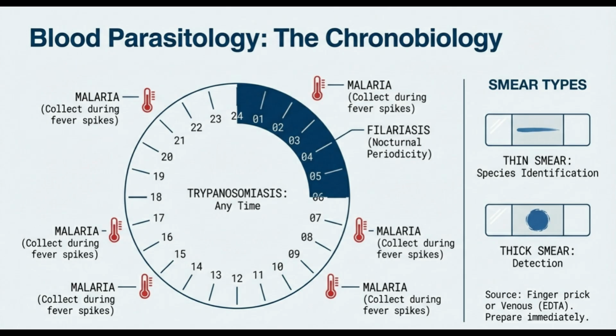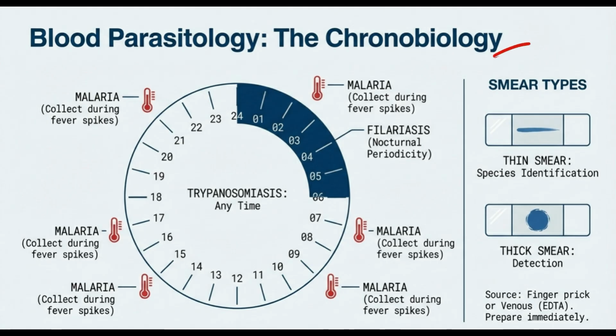to happen right then. In contrast, filariasis shows what's called nocturnal periodicity. This means the microfilaria are circulating in the peripheral blood at night, so the best collection window for that is between 10 p.m. and 4 a.m. Trypanosomiasis is the one exception here. You can collect a sample for that at any time.